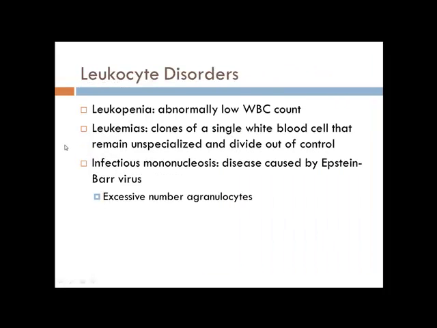With leukocyte disorders, you can have stuff such as leukopenias, leukemias, or like Epstein-Barr virus, which is mono. So with a leukopenia, you have abnormally low numbers of white blood cells. With leukemia, you're going to have a clone of a single type of white blood cell that will stay unspecialized, and it's just going to divide out of control. And then with Epstein-Barr virus, or mono, you get tons and tons of agranulocytes.